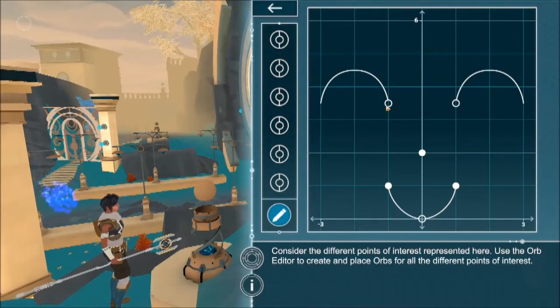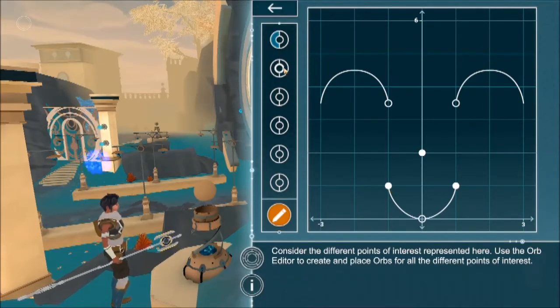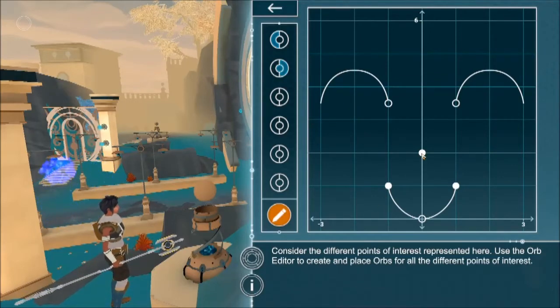So the first point exists to the left, but not to the right, and not in the center. Then exists at the point and to the right, but not to the left. There we go. And then the next one exists at the point, but nowhere else.